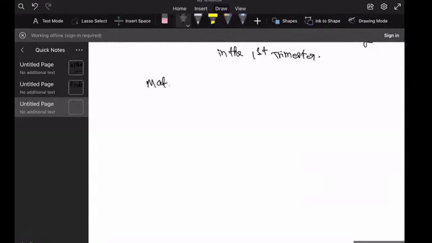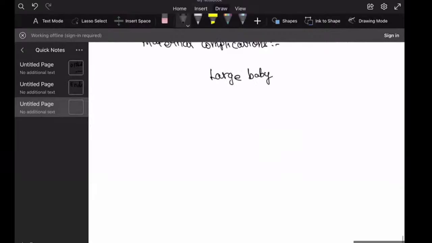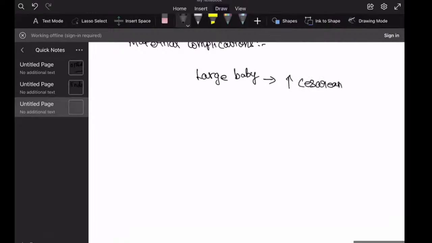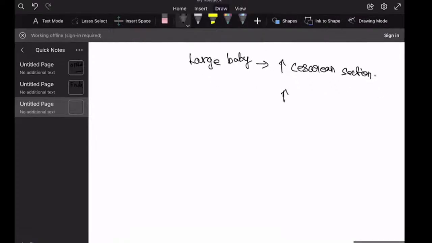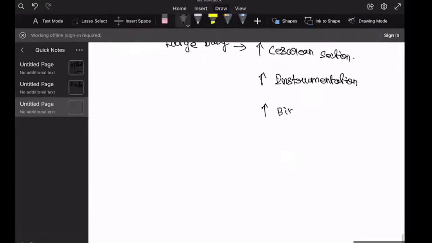What are the complications to the mother? Maternal complications. The baby is going to be very large because of excess glucose. A large baby is going to cause the baby to be delivered by cesarean section. To deliver the baby, we are going to use a lot of instruments, forceps, increased instrumentation. If we use a lot of instruments, it can injure the birth canal of the mother, increasing birth canal injuries.